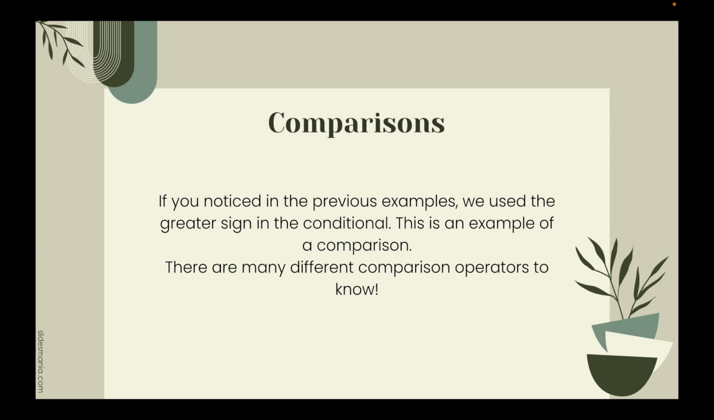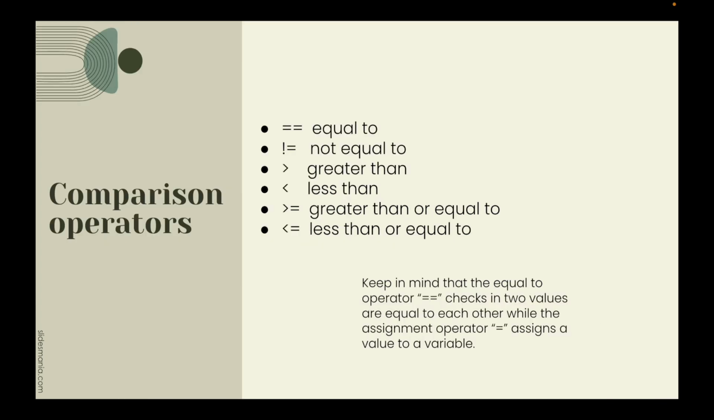And so if you've noticed in the previous examples, we used the greater than sign in the conditional. This is an example of a comparison. There are many different comparison operators to know. So we have double equal signs, this is equal to, exclamation mark equal sign is not equal to, greater than, less than, and then greater than or equal to is this symbol, less than or equal to is the less than sign with the equal sign.